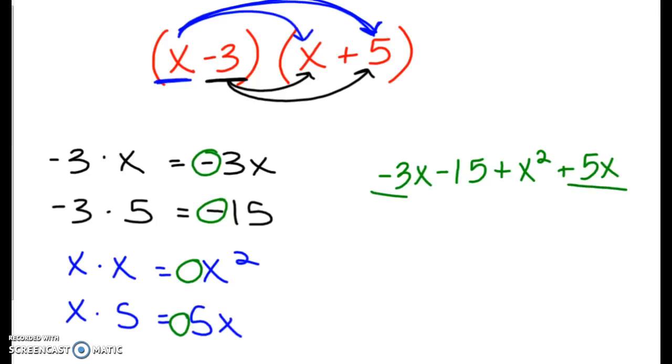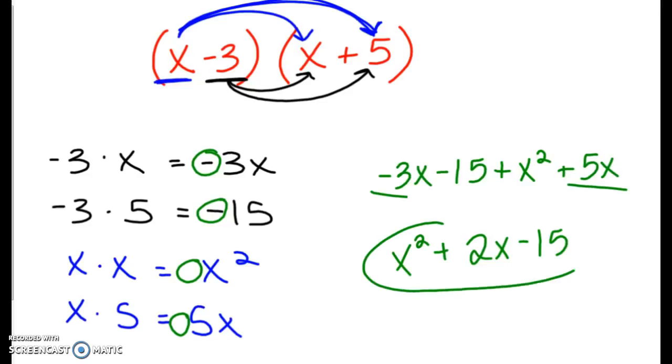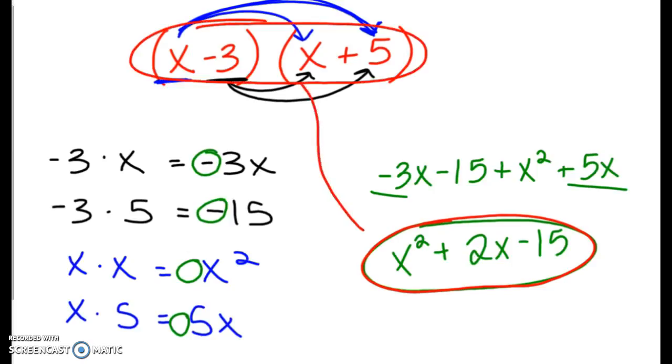Yes, we have like terms, so we have to combine the negative 3x and the 5x together to get positive 2x, right? Negative 3 plus 5. And then I have my negative 15 and I have my x squared. So just like we did in the first couple examples, this expression here in green is equivalent to our starting expression. They're just written in another way. We first started with our factored form, and we ended with the expanded form.